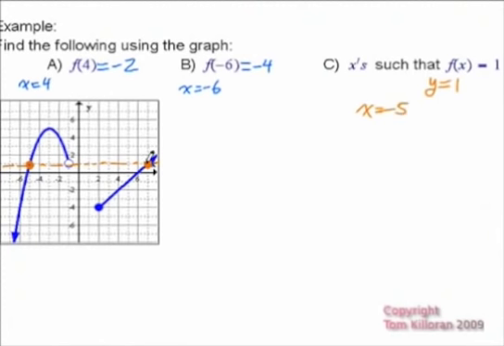And the other one is way over here, and that looks like it's going to be positive 7 on the x-axis. So when x is equal to 7 or when x is equal to negative 5, we're getting that f of x is equal to 1. And that's how you read a graph with function notation.